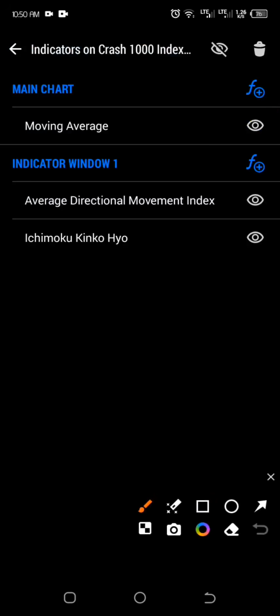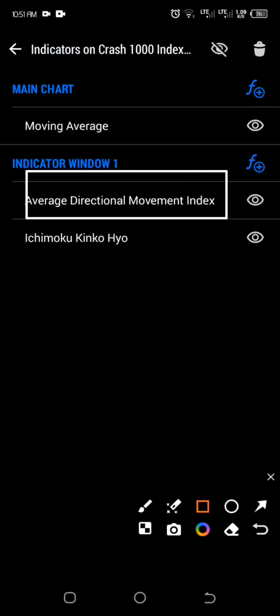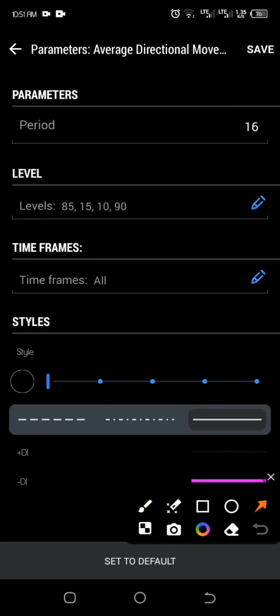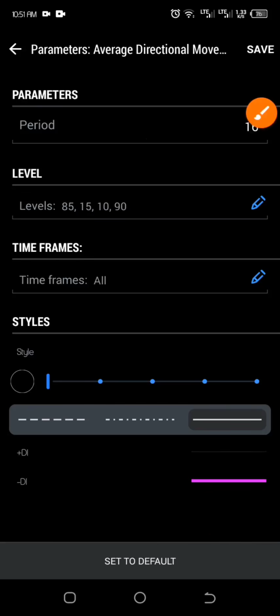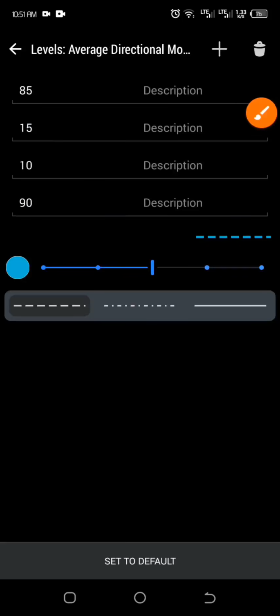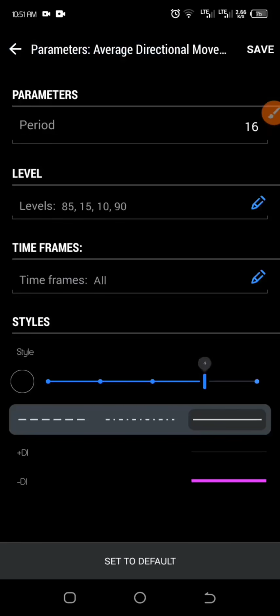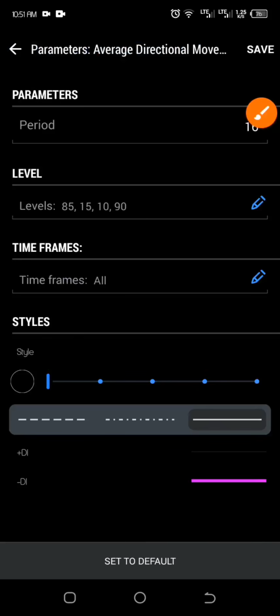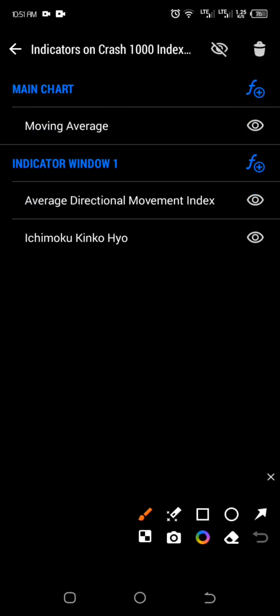Now moving on to the next one, which is going to be the Average Directional Index, which is the ADX. So how do we add it at the top? We click on this F icon again, we search for ADX, and these are the parameters. Now the period is 16. For the levels, we need the 85, 15, 10, and the 90 levels, of course using the color of your choice. Now for the style, we only need the minus DI. The remaining you set as a background color, then click on save. So that is the next indicator we need for this strategy.